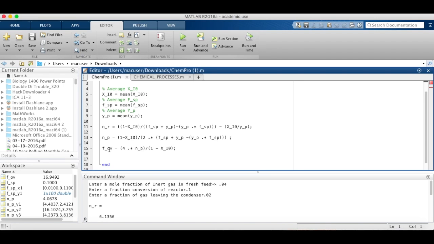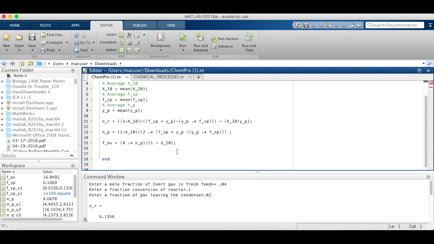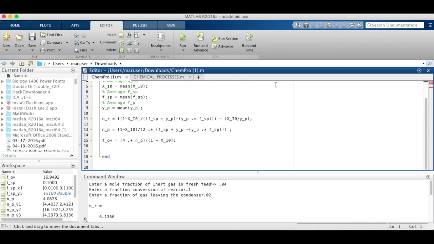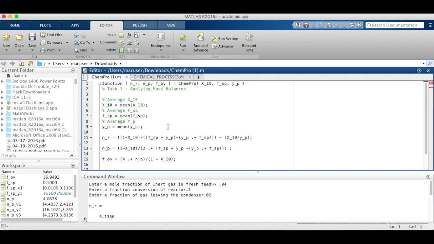And the overall conversion would be given to us by 4 times NP, divided by 1 minus X initial naught. These are the equations I came up with using the inputs.